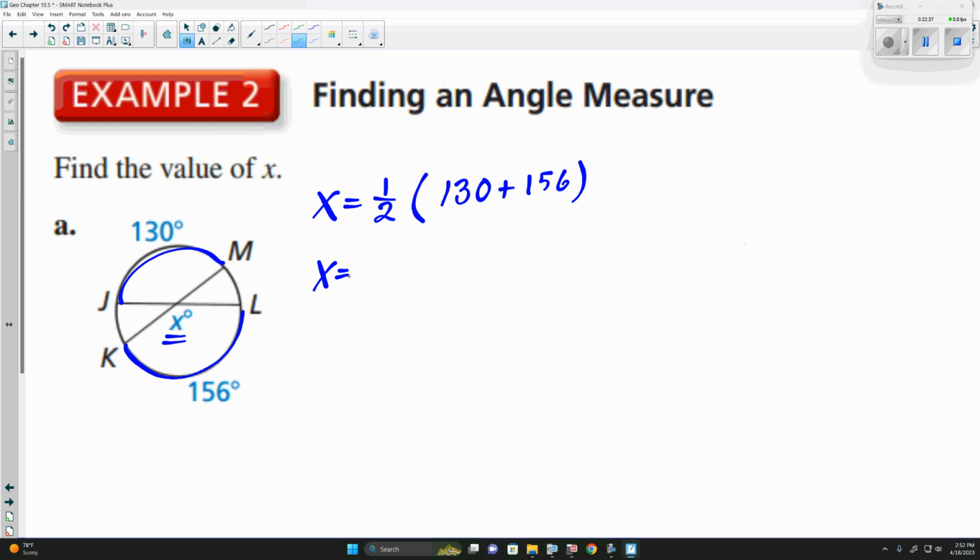Questions on how we set this up? Well, at this point here, everything on the right-hand side is a number. We could plug 1/2 parentheses 130 plus 156 into the calculator, hit enter, and it would tell us the answer. If we work this out by hand, we can add these two together. 130 plus 156 is 286. So x is 143. And that is it. Questions on this here? You ready for the next one?